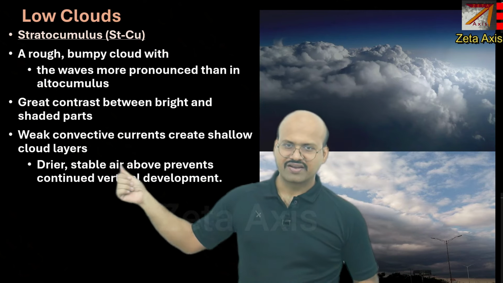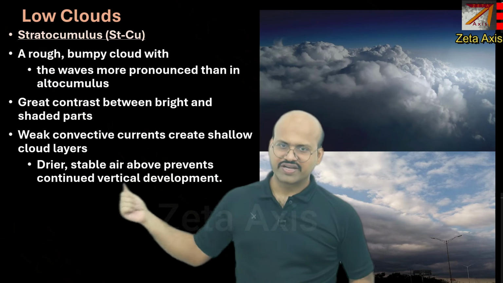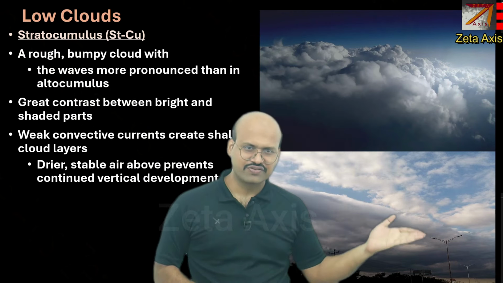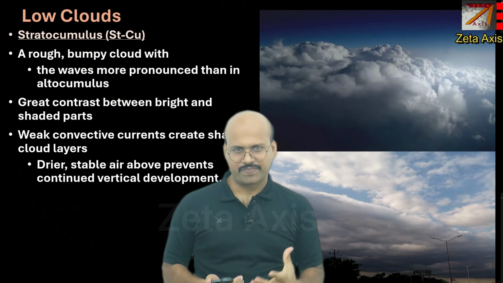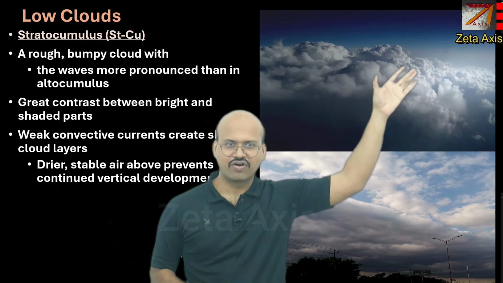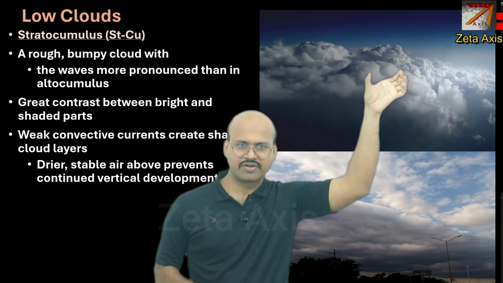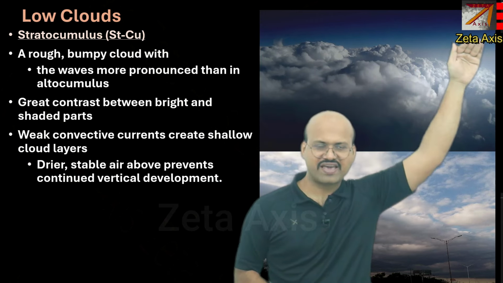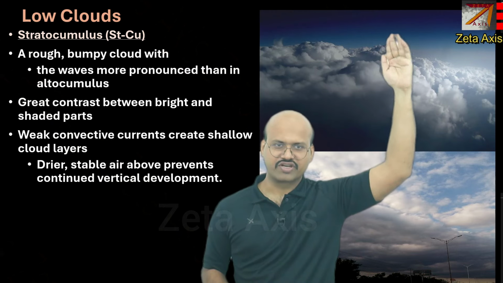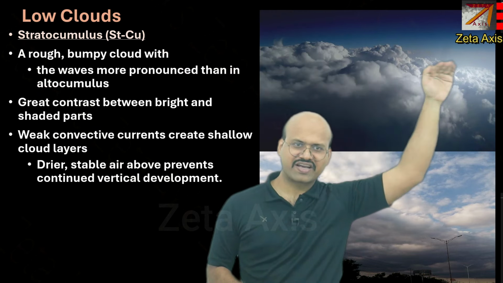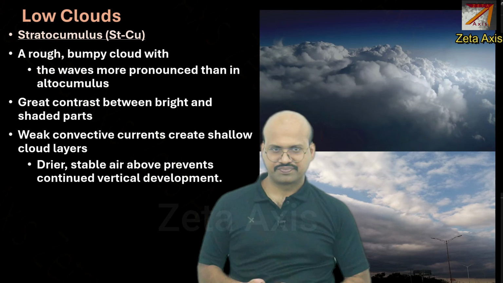Drier, stable air above prevents continued vertical development. So when this warm air rises up, it will take the water vapor, and these small columns are formed. But above this, there is drier and stable air, so it prevents further movement of the air upwards. Therefore, this air is confined to a layer.